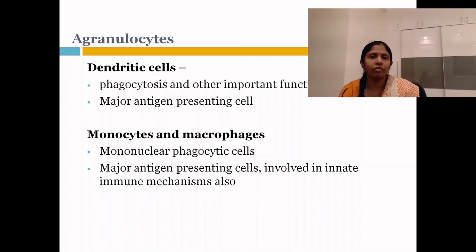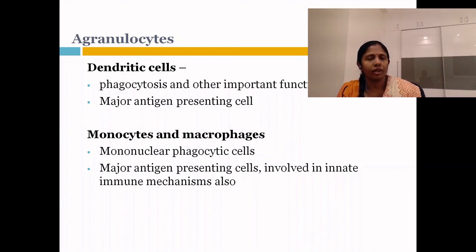The mononuclear phagocytic cells include monocytes and macrophages. Circulating monocytes, once they get released from the bone marrow into the body fluids, circulate in the blood for about 7 to 8 days and then reach tissues and settle down where they get converted into macrophages. Both of these are major antigen presenting cells. They are also involved in innate immune mechanism.